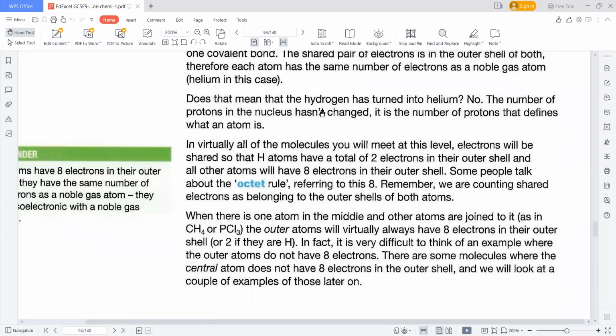Does that mean that hydrogen has turned into helium? No, that is not possible. The number of protons in the nucleus hasn't changed. It is the number of protons that defines what an atom is. If something contains six protons in its nucleus, we can say this is carbon. When it contains seven protons in its nucleus, it would be nitrogen.